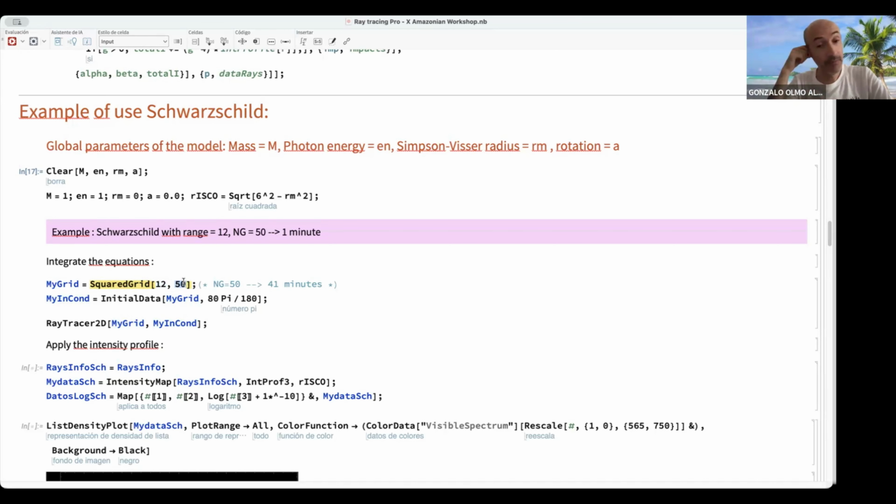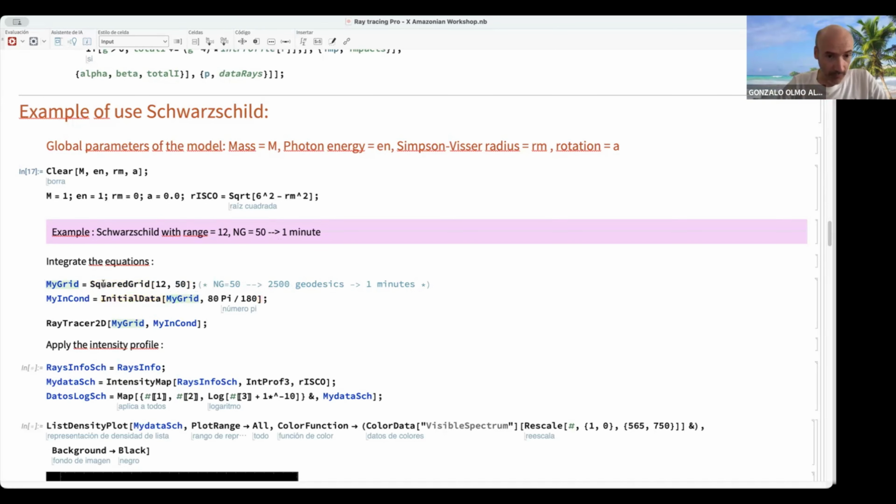So we will have 50 times 50. This is 2,500 geodesics, okay? The number of geodesics or pixels, right? And this takes 1 minute to compute, okay? And we will show that.